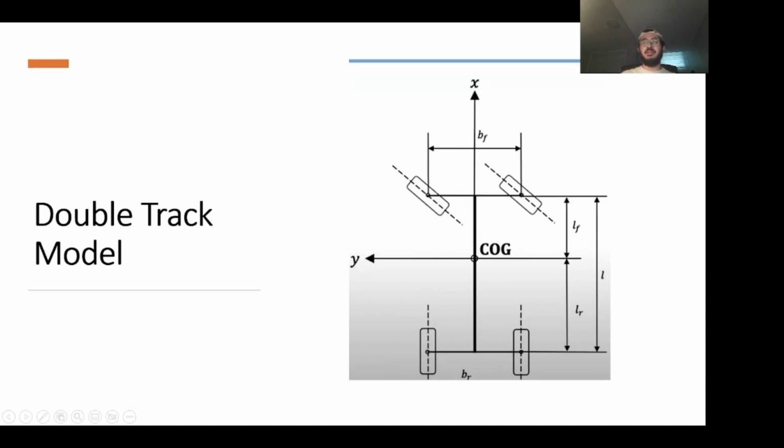Next comes the double track model. The most efficient is the double track model. It's the main one. It considers everything: the center of gravity and every force. It also considers rolling, pitching, vehicle load, and axle load. It covers everything you can imagine in a vehicle. This is mostly implemented in vehicles.